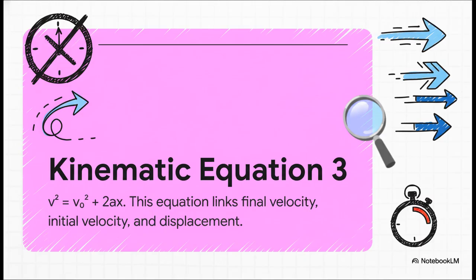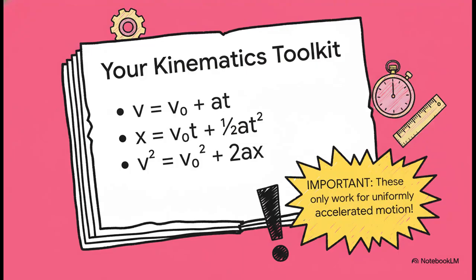And the last of our big three, v squared equals v0 squared plus 2ax. I personally like to call this the timeless equation. Why? Well, just look at it. There's no t for time anywhere in sight. So if a problem gives you displacement but leaves out the time, this is the equation you'll want to use. It's a lifesaver.